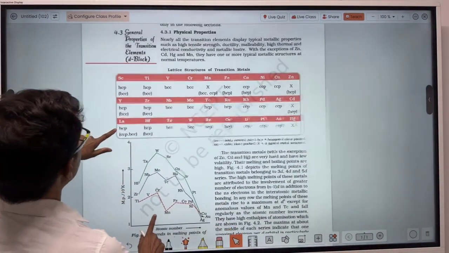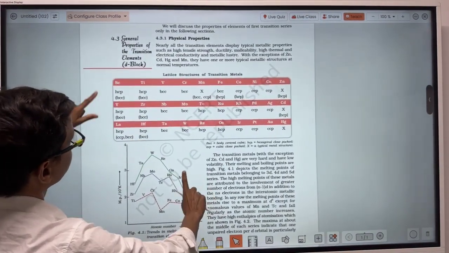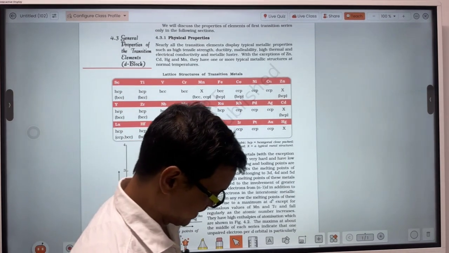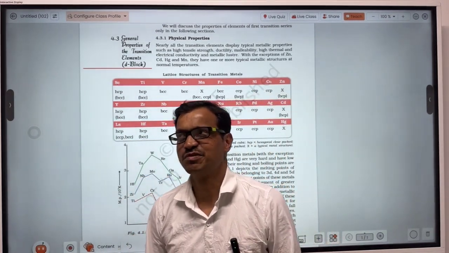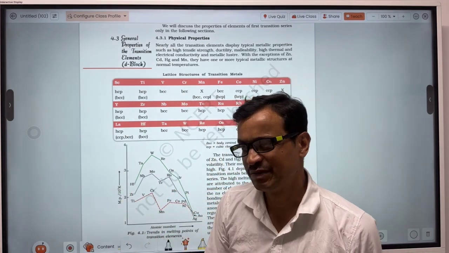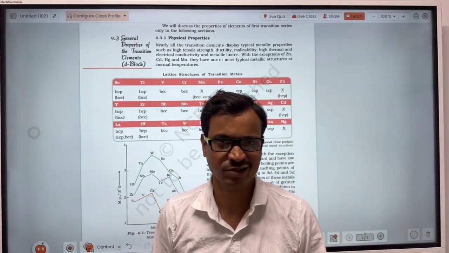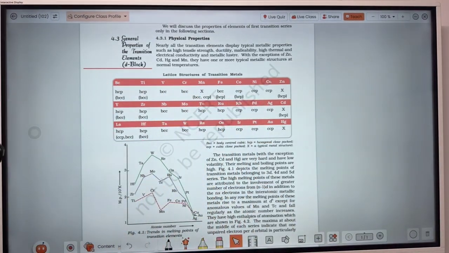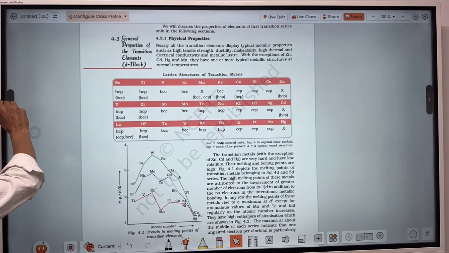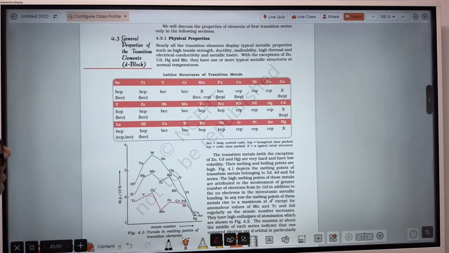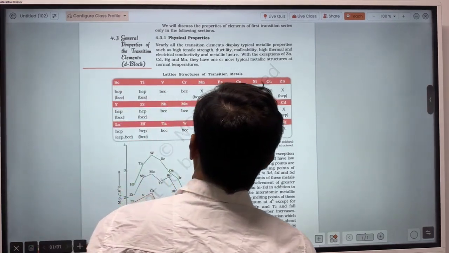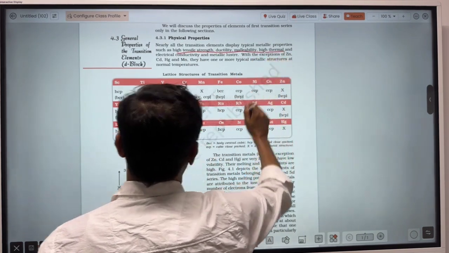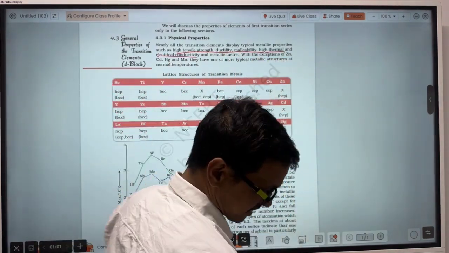Then next are the general properties of transition elements. As the name indicates, their metallic properties will be in between those of the s block and the p block. The first one is about the melting point. First, they are malleable, with high tensile strength, ductility and malleability. What's the reason here?